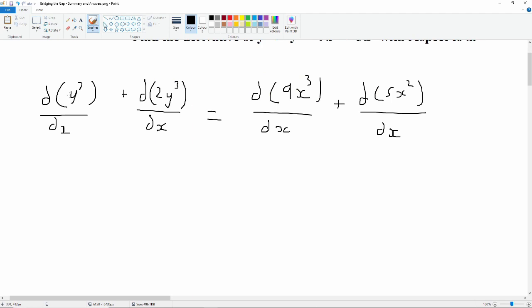Okay, so the derivative of y to the power 7 with respect to x, remember y changes with respect to x, so it's not a constant. So we have 7y to the power 6, and by the chain rule that also has to be multiplied by dy by dx. It's just like if we'd done a substitution. And then that's plus, by the same reasoning, 3y squared dy by dx.